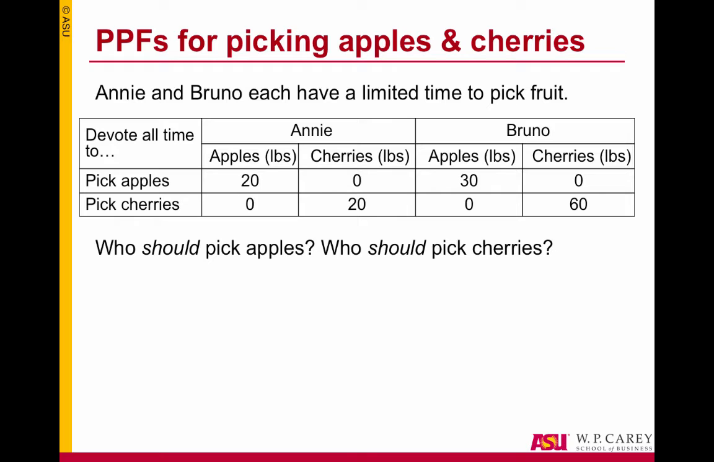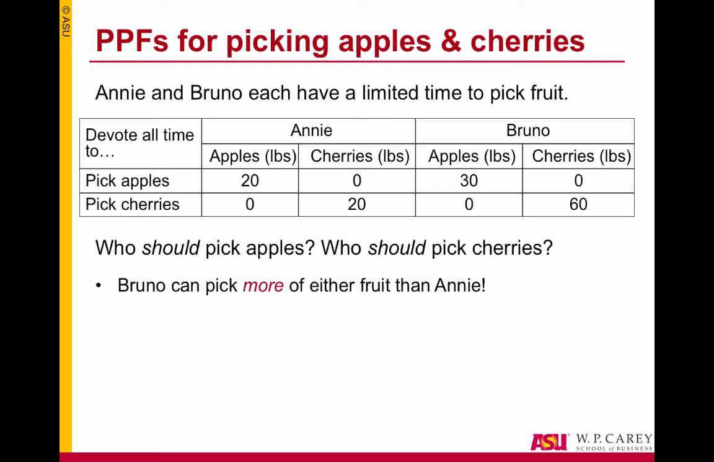What information does this table contain? Both Annie and Bruno have limited time to pick fruit, say one afternoon a week. It doesn't really matter. If Annie devotes all the time she has available to pick fruit, she can pick 20 pounds of apples, or she can pick 20 pounds of cherries. If Bruno devotes all the time he has available to pick fruit, he can pick 30 pounds of apples or 60 pounds of cherries.